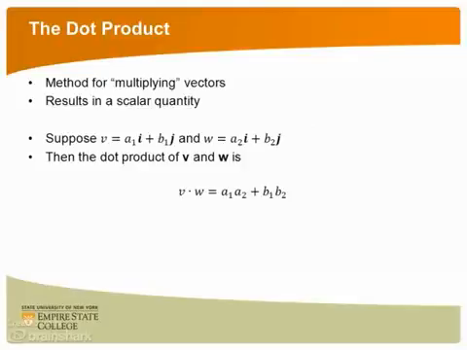How does the dot product work? Suppose we have two vectors, v and w, written as position vectors. To find the dot product, we multiply the x direction components and add that to the product of the y direction components. Let's look at some examples.